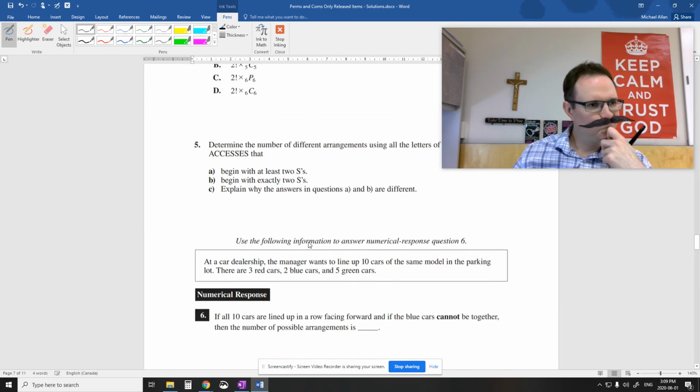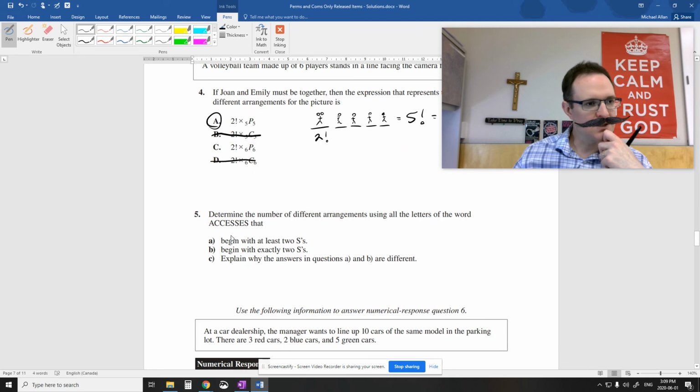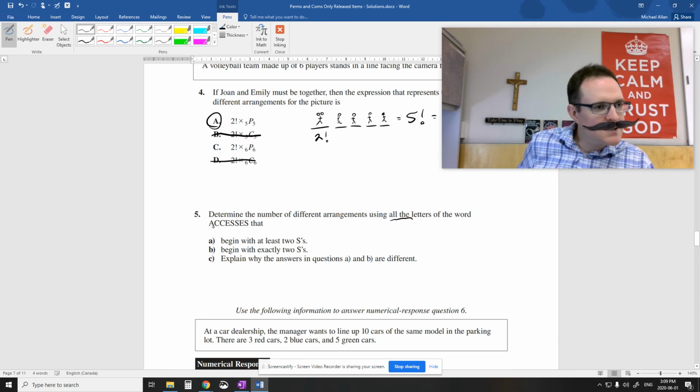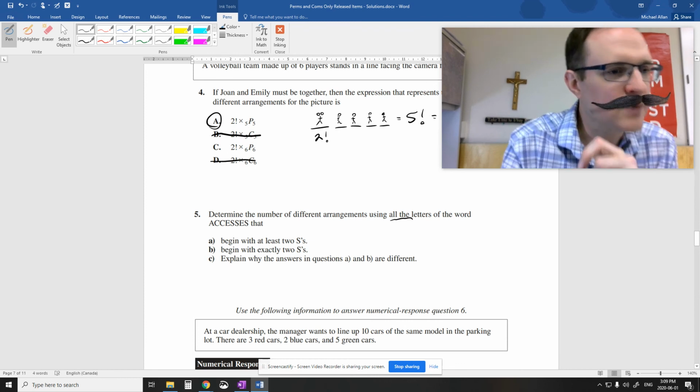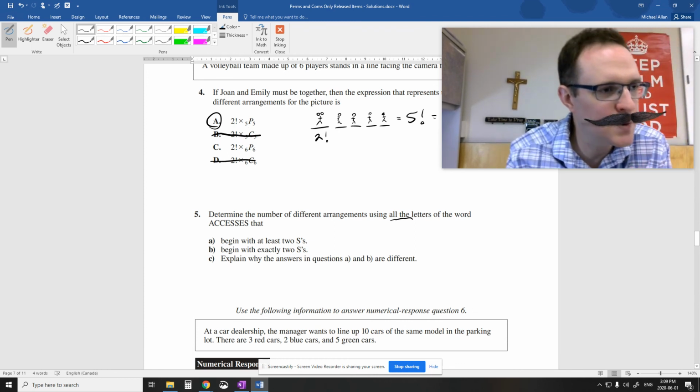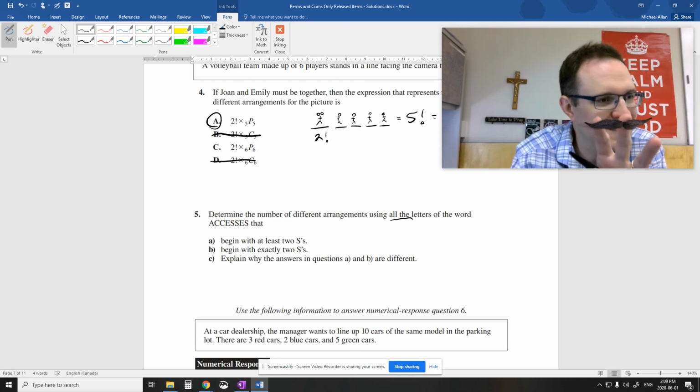Oh, I don't give you very much space. There's A, B, C. There's 3 different questions here. Determine the number of arrangements of all the letters used in the word excesses. So 2 E's, 3 S's, and 2 C's. 1, 2, 3, 6, 7, 8. Yeah, there's 8 letters. Oh, that's kind of fun. How many of these arrangements begin with at least 2 S's or begin with exactly 2 S's?